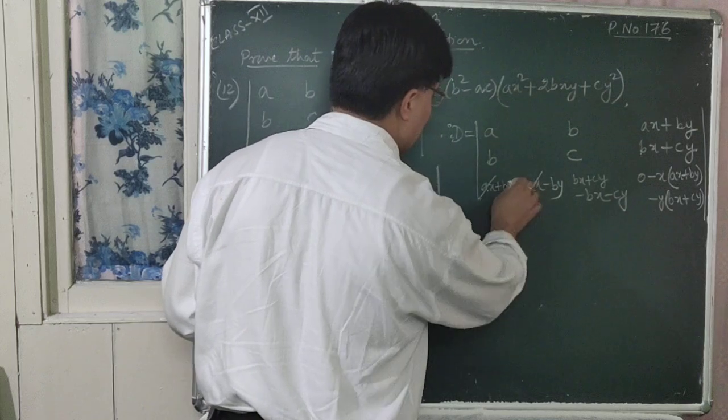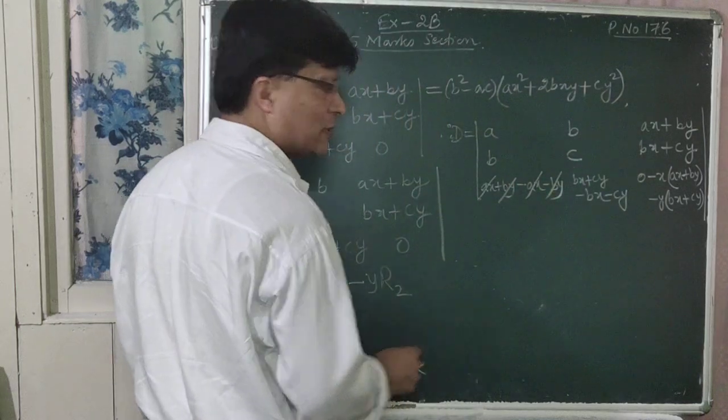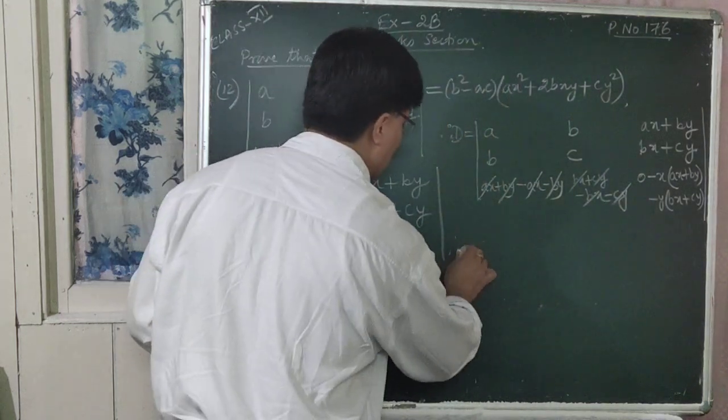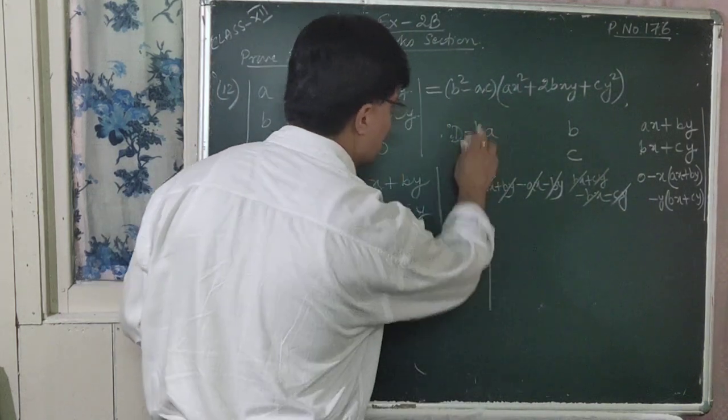So ax gets cancelled, by gets cancelled. Here also bx, cy get cancelled. So therefore D is equal to, what is the first column?